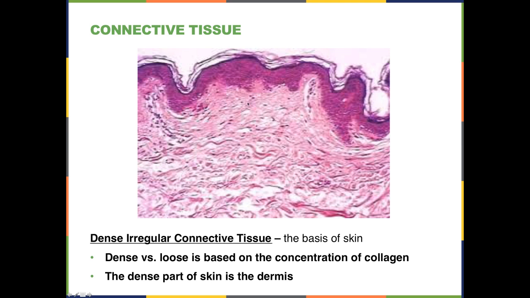And this area of the skin that's been called dense connective tissue is called the dermis. This is the epidermis of the skin up here. The epidermis stops at the basement layer here, or the basal cells here, and then this is the dermis here.